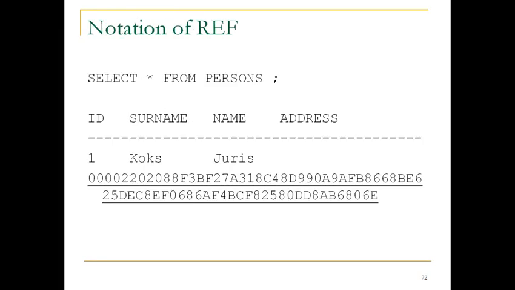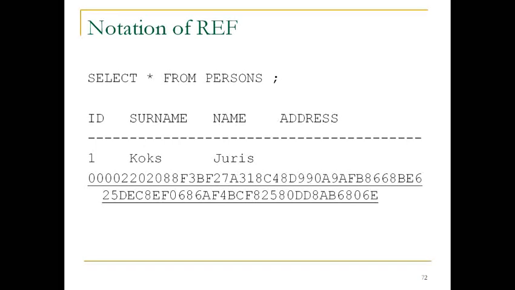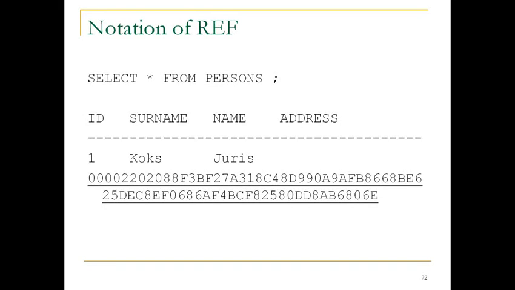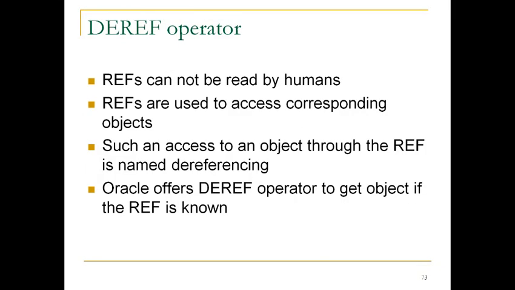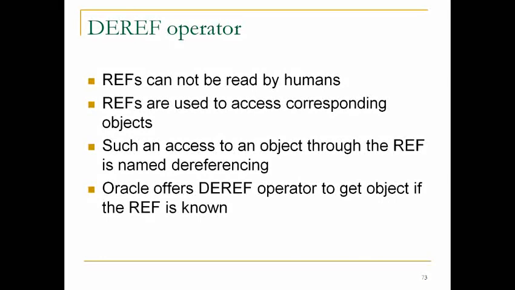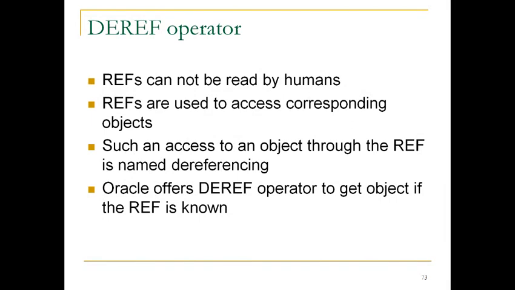And as a result, if we select everything from persons, we get something like this. Is it readable for you? Not really. So if we are using references, we need some mechanism to use this machine-readable thing to get the object we need. And it is done with the so-called deref operator, and it solves the problem that these references are only computer readable.